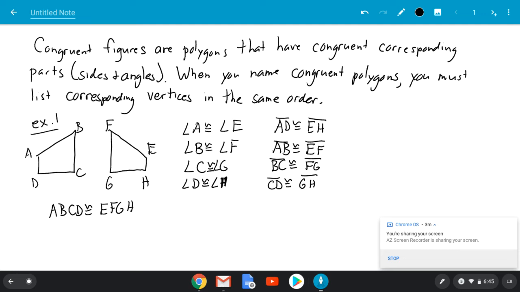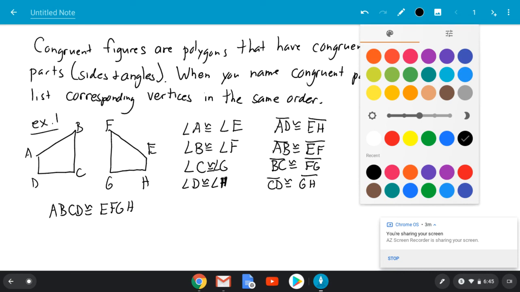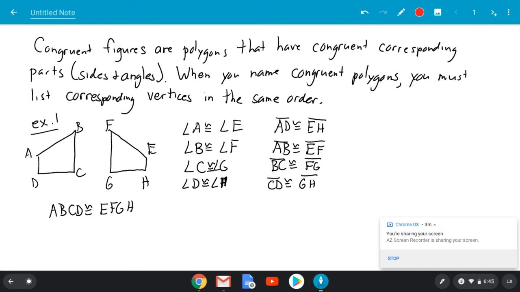So look at the picture here. We were able to name the congruent corresponding angles and sides. But what happens if you didn't have a picture? And in fact, a lot of times in geometry, the picture is going to be deceiving. That's where the naming comes to play, because if I look at how everything was named here, if we talk about the angles, angle A matched up with the first letter of the second figure. B matched up with F. C matched up with G. And D matched up with H.